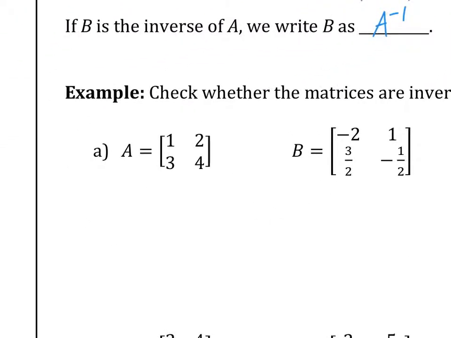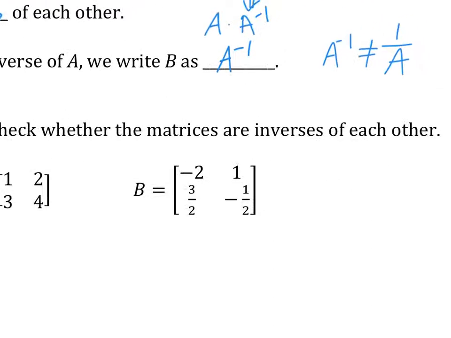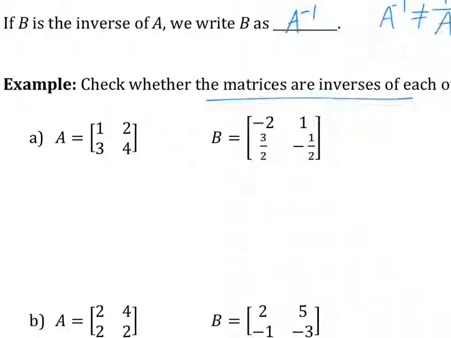All right, check whether the matrices are inverse of each other. How are you going to check to see if they're inverse of each other? So is A and B inverse of each other? How are we going to check? Yes, multiply them, and then what are you supposed to get if they are inverse of each other? Identity matrix. So if A and B are inverse of each other, then when you multiply them together, you should get I. Okay? All right, so let's try multiplying them.